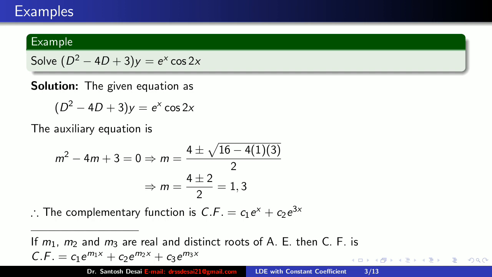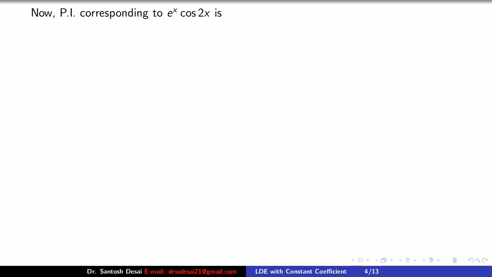Now we proceed for the particular integral corresponding to e raised to x into cos 2x. So we know that PI is equal to 1 upon d square minus 4d plus 3 into e raised to x into cos 2x. Now here we observe that the function is a product of an exponential and a trigonometric function. So whenever there is a product of two or more functions and one of them is an exponential function, then we apply the case e raised to ax into v.